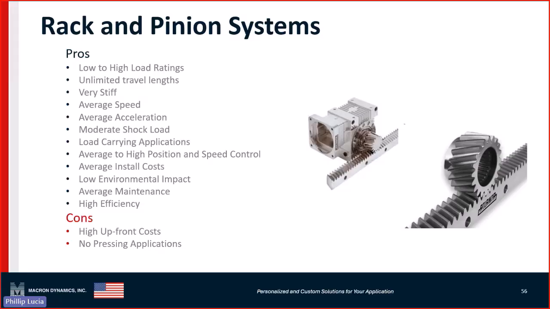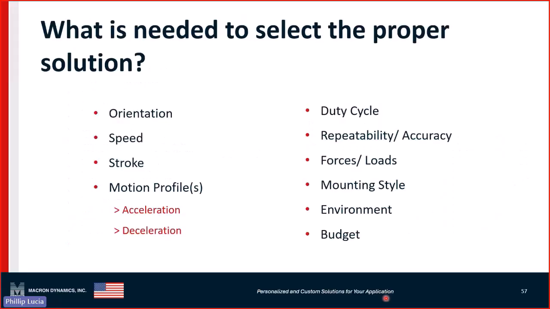So these are all kind of the generalities of the technologies. We could go to many levels deeper in each one, but just for the field, as you're out and about, and you see projects, what is needed to select the proper solution? And Philip aligned on it earlier, you need to know the orientation, horizontal, vertical. We need to know what kind of speed you're looking at, the strokes, the motion profile, duty cycle. What kind of resolution do you want? Forces, loads. The environment's a big factor for this, because the environment kind of determines which solution is available. And then a budget.